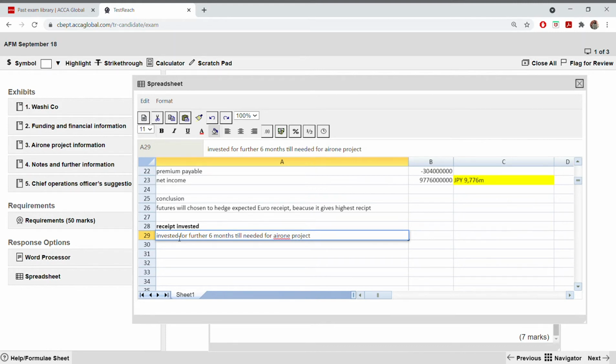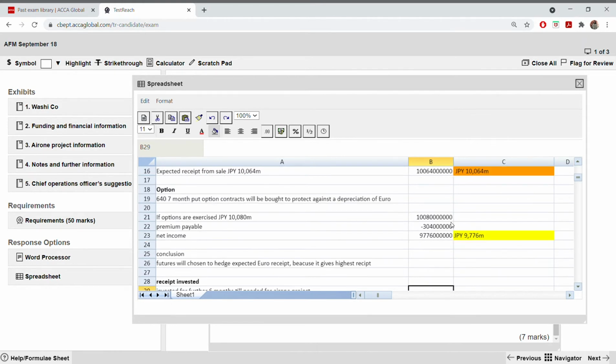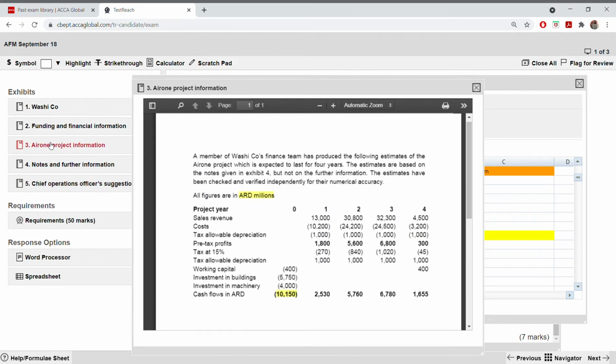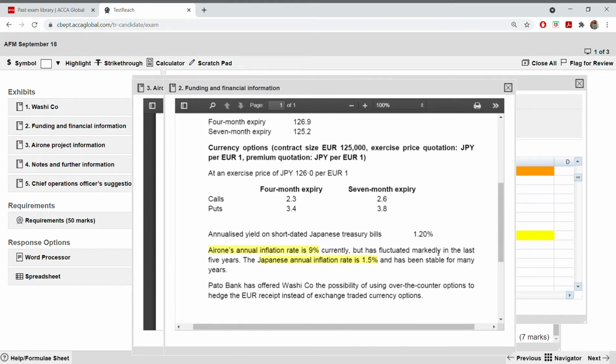Next, how much will it be? What is the amount? This amount is 10,064 million. You have to invest it. What is the investing rate you have been given? You have been given 1.2%, and this is annualized. Annualized means for 12 months and you need it for 6 months, so it will be multiplied by 6 over 12, or half, divide by 2.